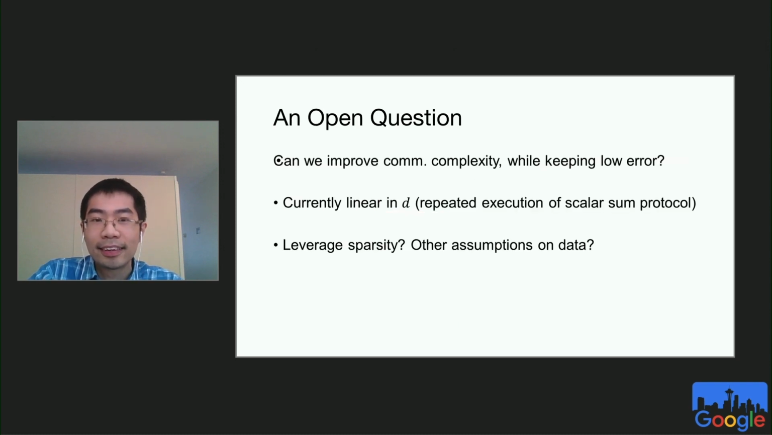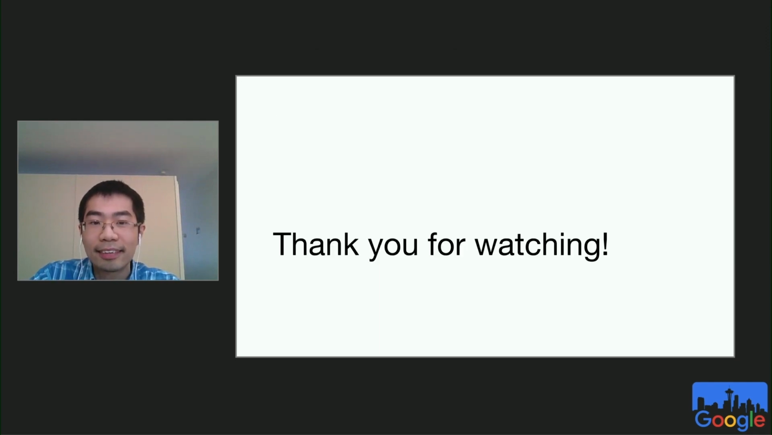Next. The open question on my mind is: can we improve the communication complexity while keeping this amount of error? Currently the communication is linear in d because we're running it d times in parallel. Can we leverage some sparsity or other structural assumptions on the data to reduce these parallel executions to less than d? Next. That's it. Thank you for watching and listening.